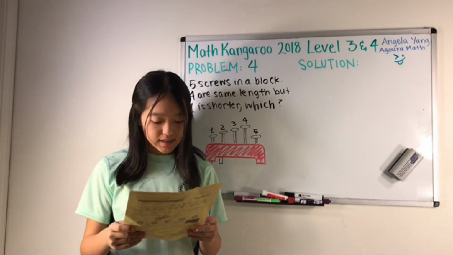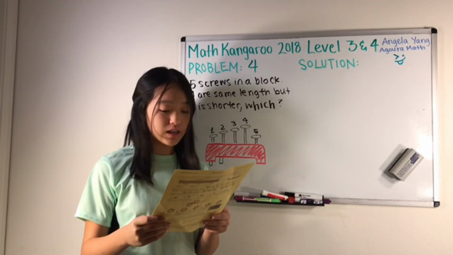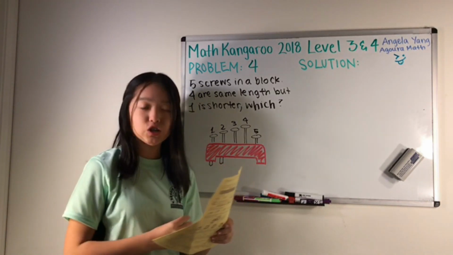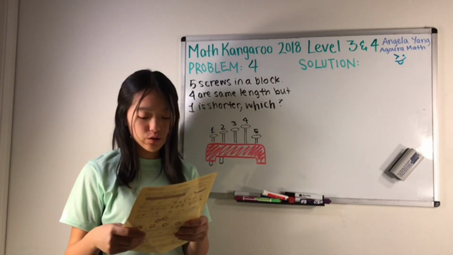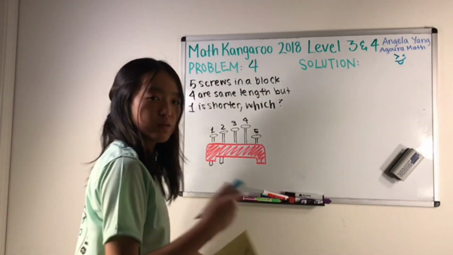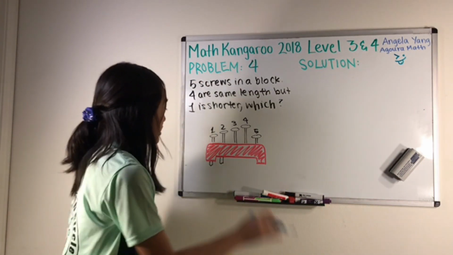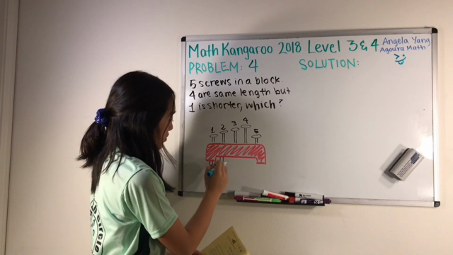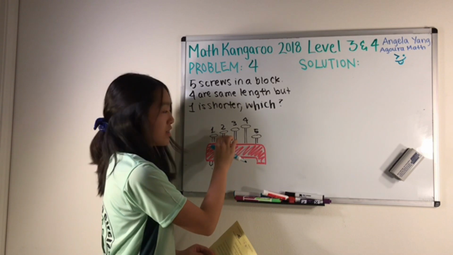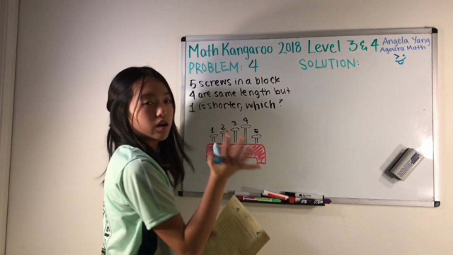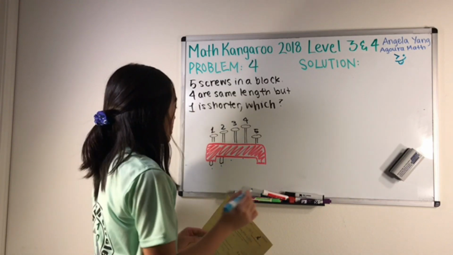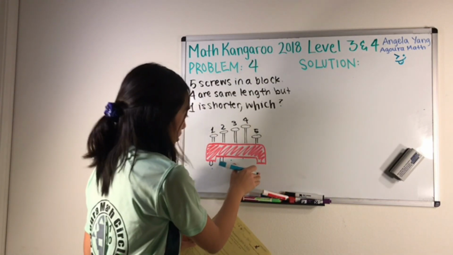Problem number 4 states, the picture shows 5 screws in a block. 4 of the screws are the same length, but one of these screws is shorter than the rest. Which screw is the short one? So the main way to solve this problem would just be to use logical reasoning. As you can see, these screws seem to progress upward and upward. However, it's evident that 2, 3, and 4 are the highest ones, but 1 and 5 seem to be on the same level. So in order to distinguish this, you use your logic.